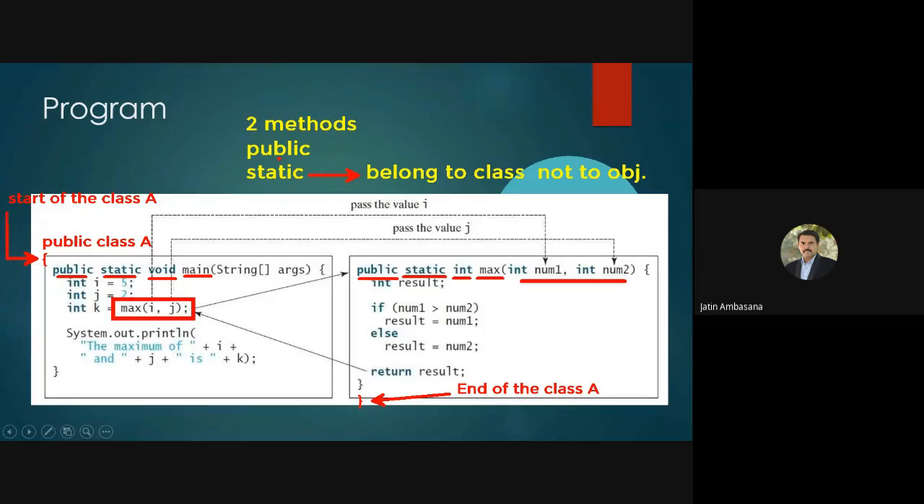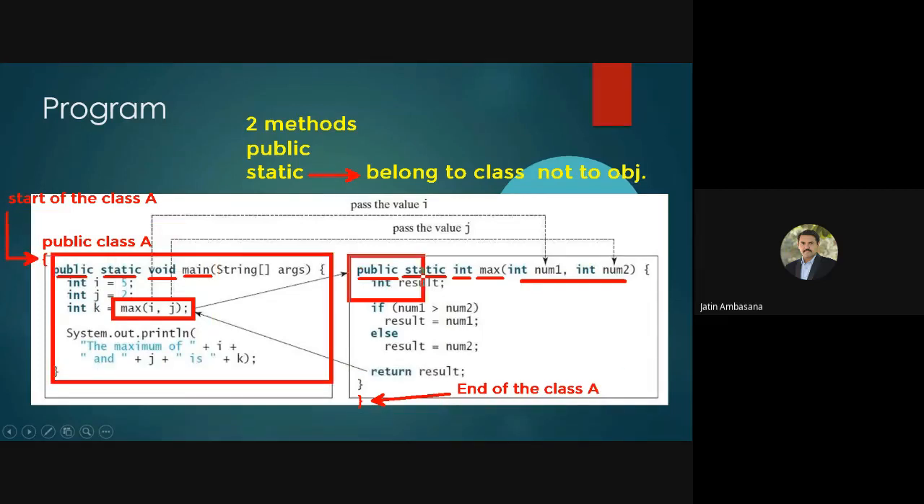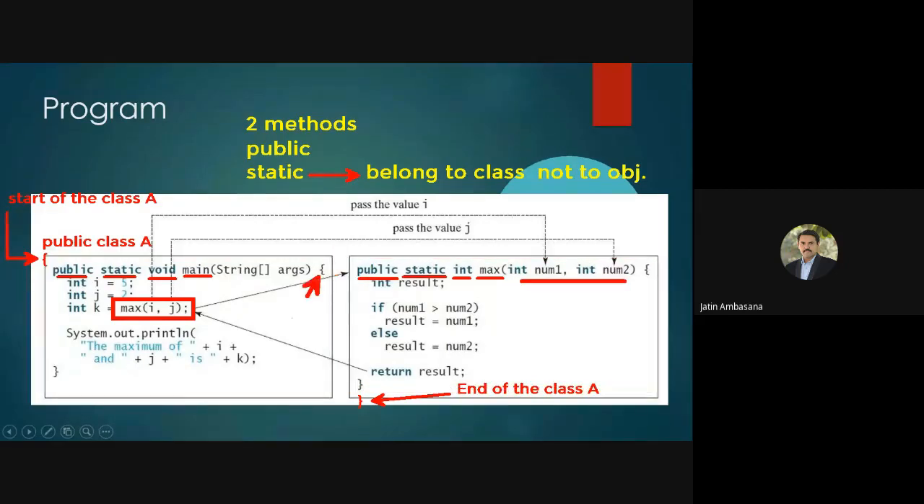Okay, understand how we implemented the whole class? The class begins from here, it ends over here. So this class consists of two methods. One is this method, second is this method. This main method starts from here, ends over here. Max method starts from here, ends over here. In this way the whole class has been structured.